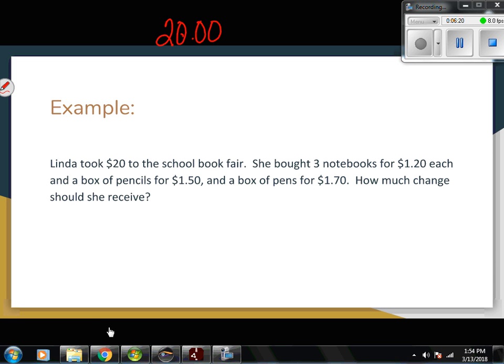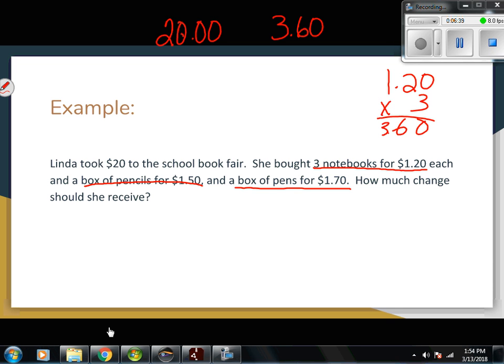So Linda starts out with $20. She spends $1.20 each for 3 notebooks, a box of pencils for $1.50, and a box of pens for $1.70. So I've got to take my $1.20 times 3, which gets me $3.60. Okay, so I've taken care of that. A box of pencils for $1.50, and a box of pens for $1.70. Add up all she spent.